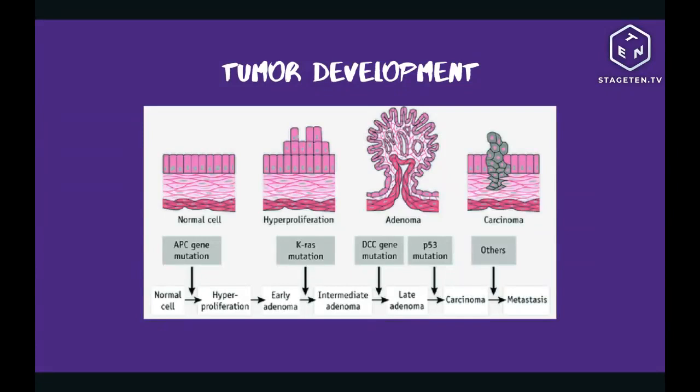Then hyperproliferation undergoes other factors, and this change is called promotion. It evolves into the adenoma, a benign tumor, and then it moves on to the propagation stage. This is the one that is associated with malignification and metastasis formation.